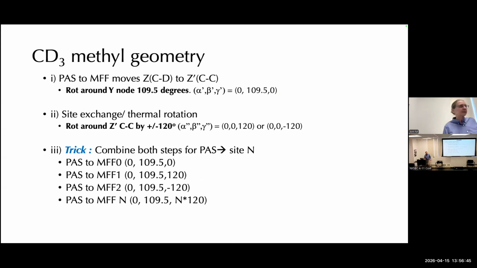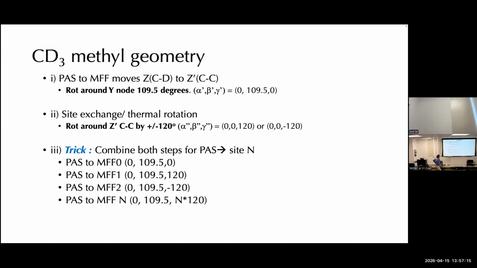One last trick is that we're allowed to do that as one set of Euler angles because there were so many zeros. If we do it as two sets, we're going to be figuring algebra for a long time. So PAS to MFF is 0, 109.5, 0, and then if you're converting the two sites when you're sitting in this nice MFF, is 0, 0, 120, or 0, 0, minus 120. Okay, so because of all these zeros, I can combine.